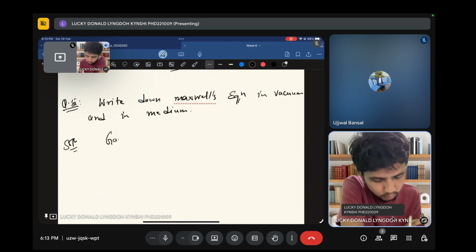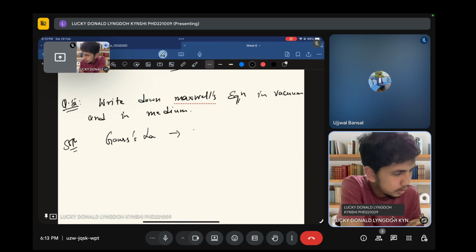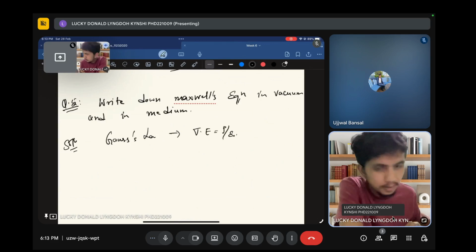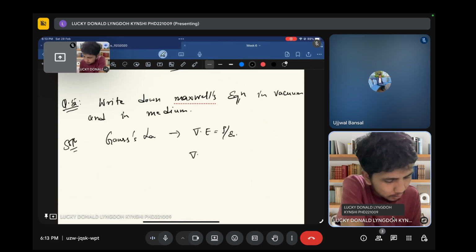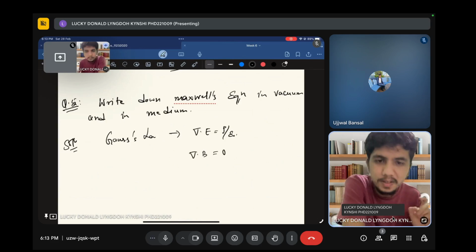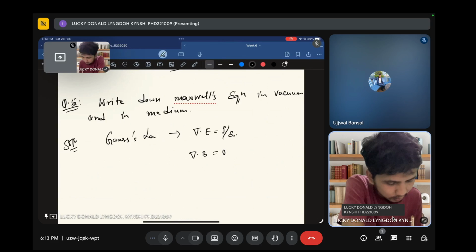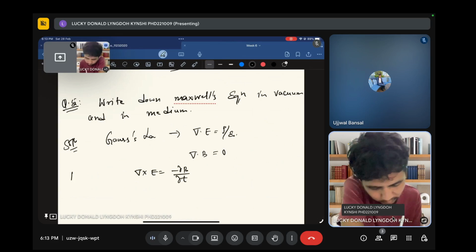Gauss law is in fact del dot E equal to rho by epsilon. This is the first Maxwell's equation. Second is del dot B equal to 0. This is the second Maxwell's equation, that is, the divergence of the magnetic field is equal to 0. Third is del cross E is equal to minus del B divided by del t. This is Faraday's law.